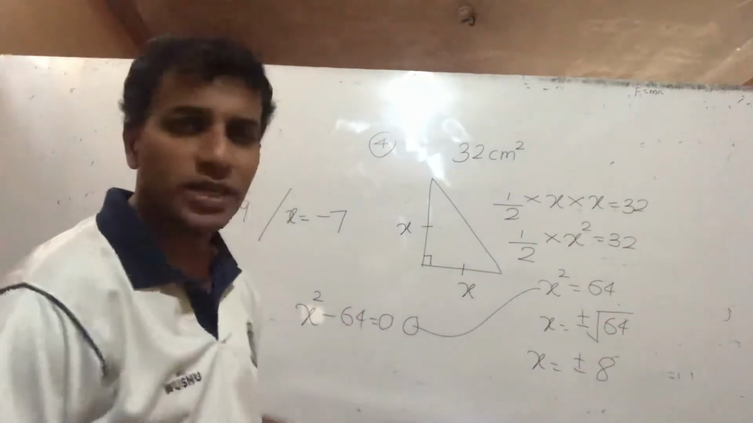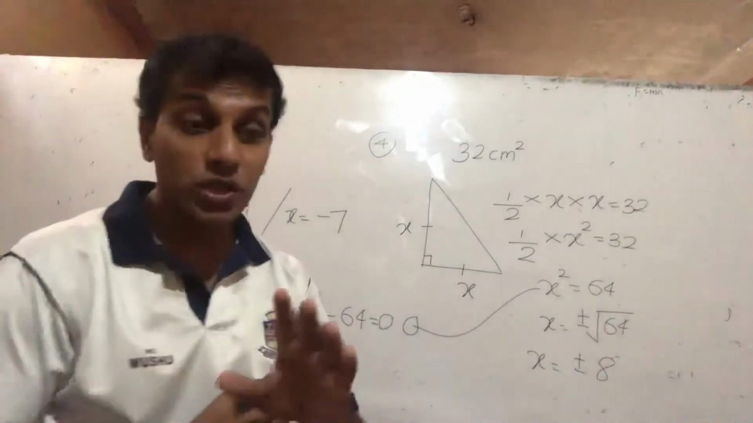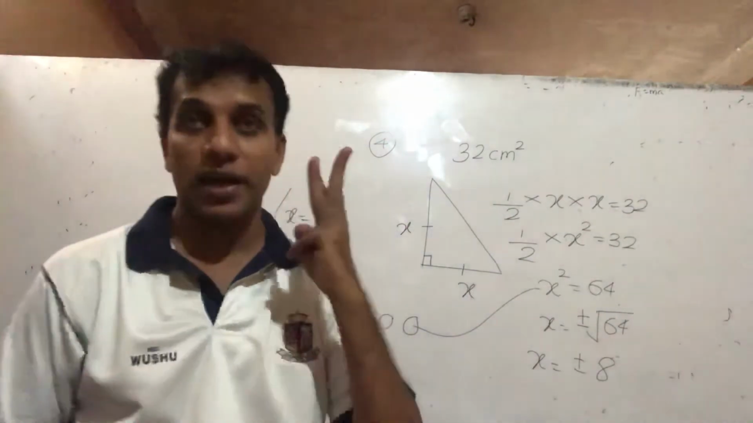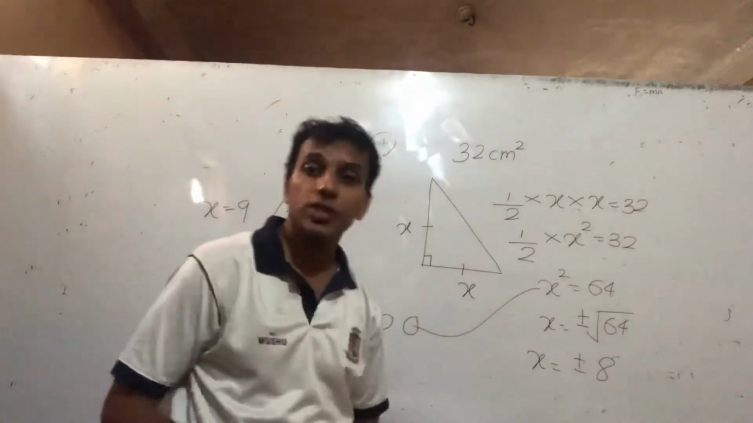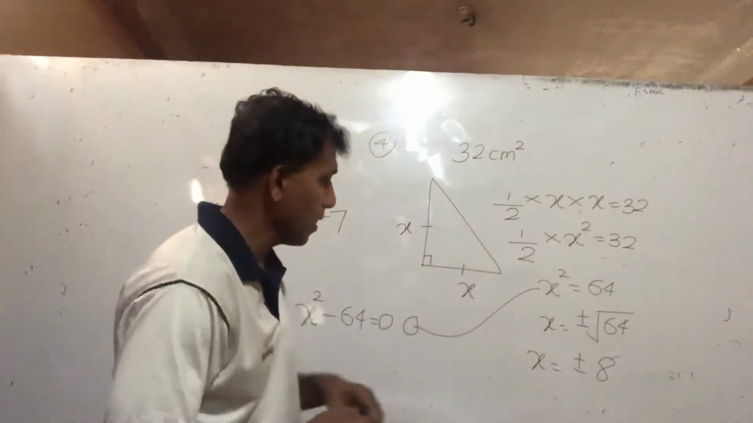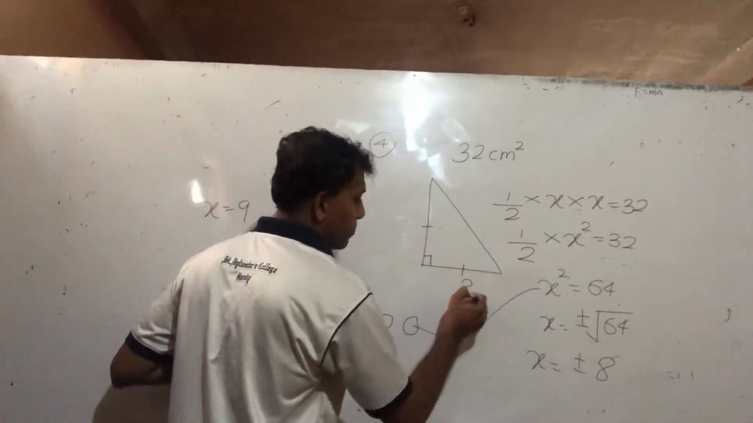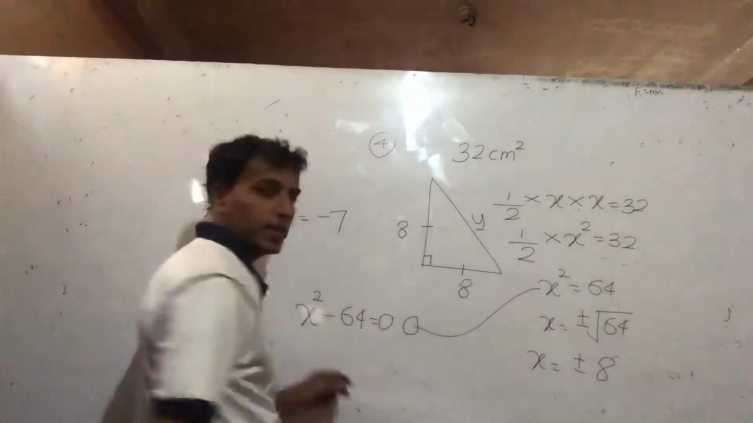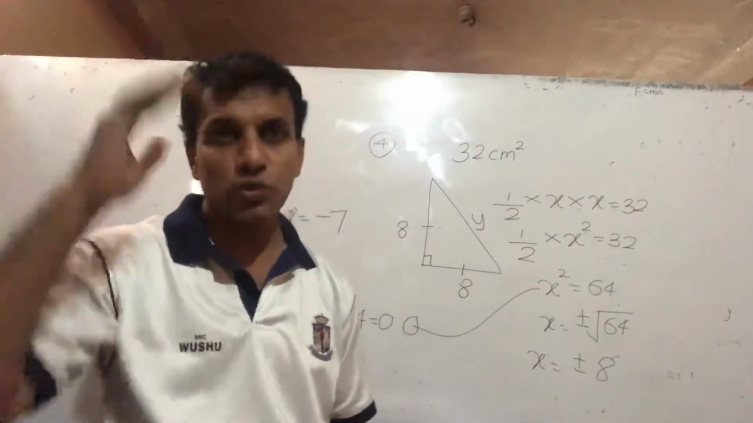So try that method also. Therefore x is 8. But the question is, find the sides of a triangle. A triangle has 3 sides, so find the 3 sides of the triangle. Only these two are known. So now this is 8, and here is 8. I say here y. How to find the y value? Sides of the triangle, that's what you learn.